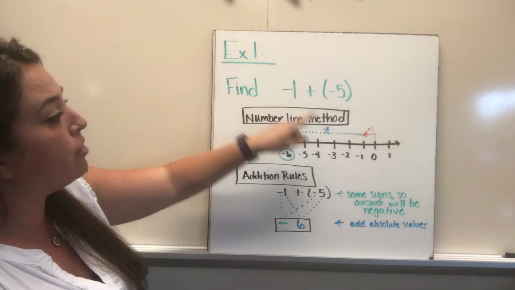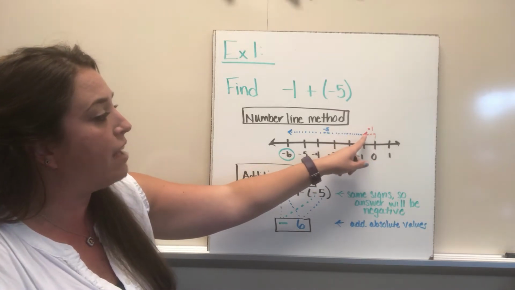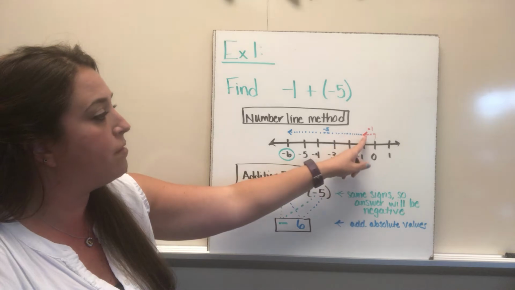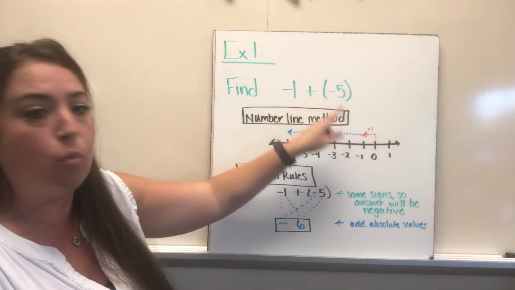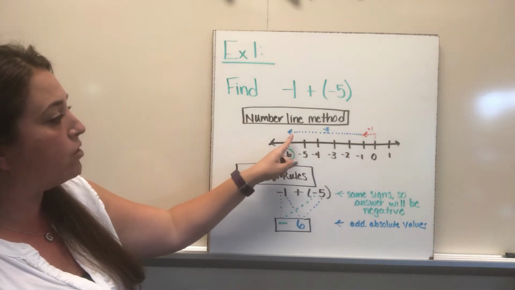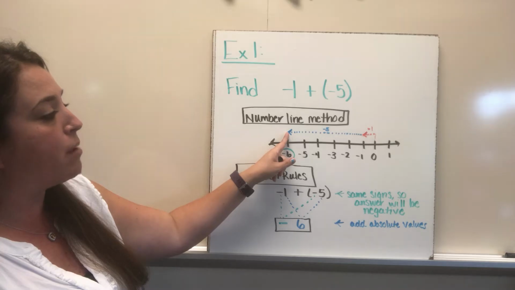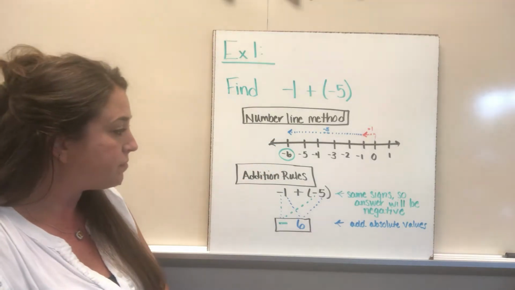So I'm starting with a -1. So I start at 0. I'm moving 1 to the left, which is -1. Then I'm adding a -5, which means I'm going to move 5 more to the left. I graph that, 5 more to the left. And when I combine those, my answer is -6.